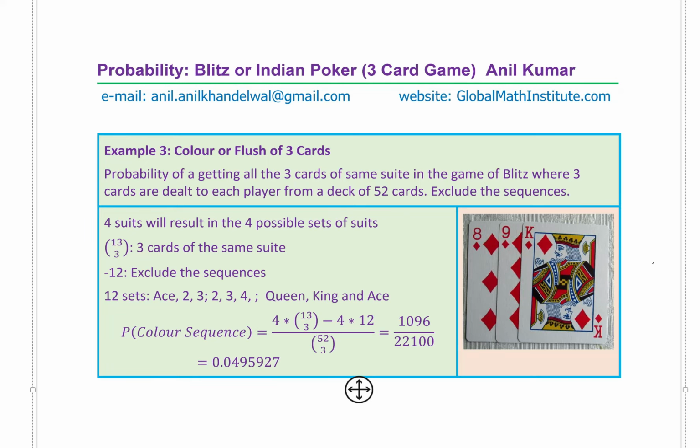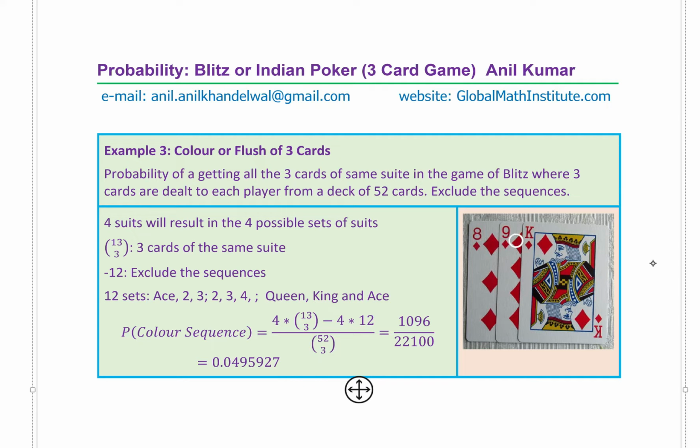Now, let's look into the other combination. We call this a color flush, all 3 of the same suit. Now, we'll look into the probability of getting all 3 cards of the same suit in a game of Blitz, where 3 cards are dealt to each player from a deck of 52. We'll exclude the sequences in this case, very important. We have already considered the sequences. If you get a color sequence, we'll treat it as the second ranking card in our series of poker, right?